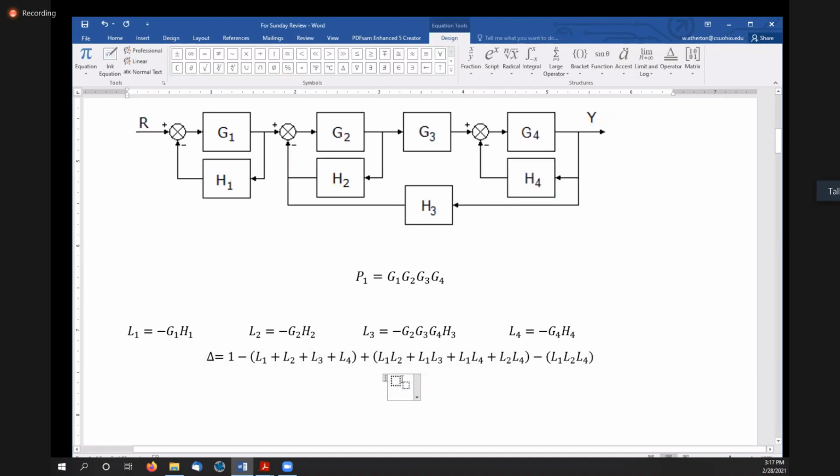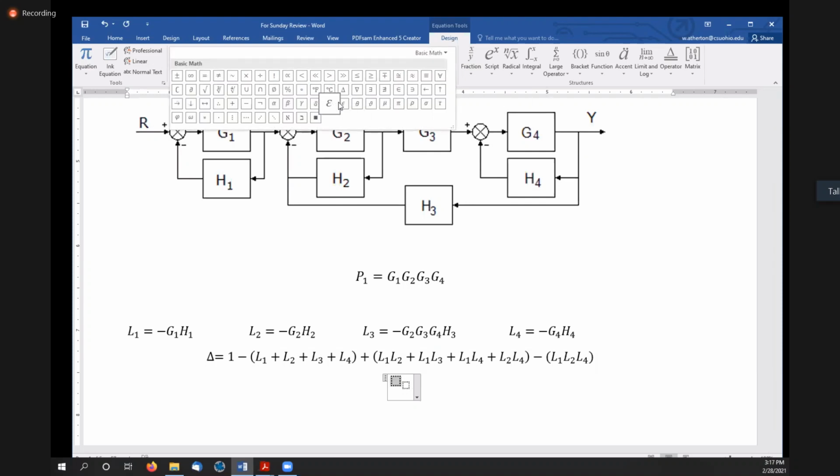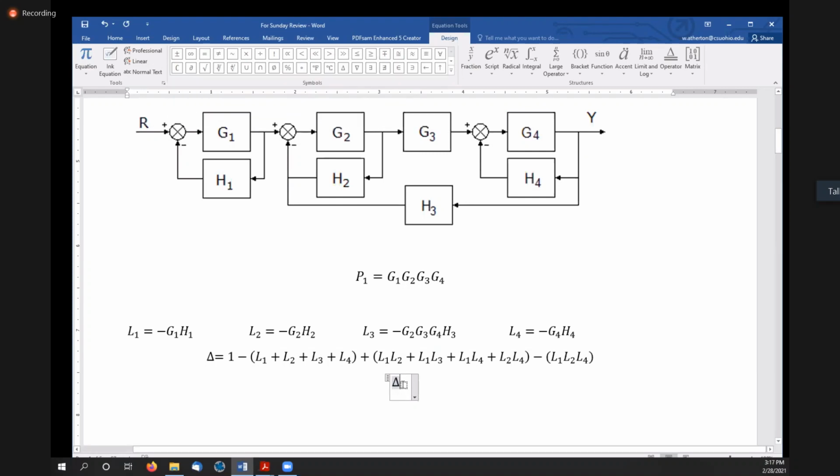All right, and then next part is delta 1. So we need a delta. Delta 1 is equal to delta with all the loops that touch the path removed. So the path, remember, is G1, G2, G3, G4. Turns out every single loop has something in common with that path, so there's nothing else added to delta 1.